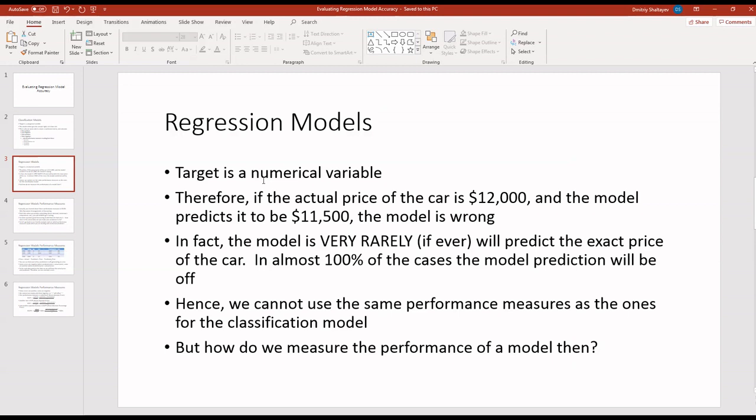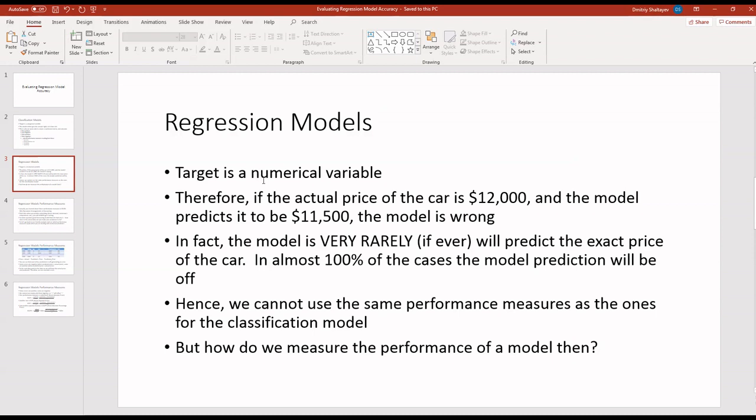Well, the fact is that your model will very rarely be exactly right on the target. In fact, if you see that your prediction for the numerical target is exactly equal to the actual value of the numerical target, that can be considered a lucky accident. So almost 100% of all your predictions will be off. They will not be exactly equal to the actual values.